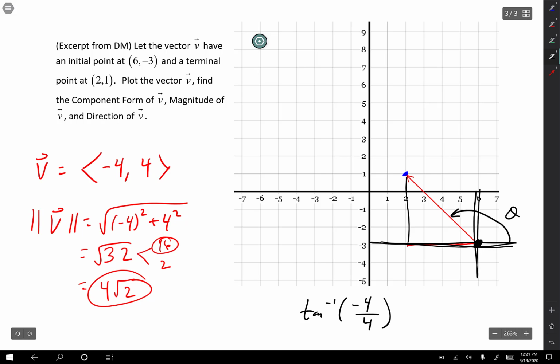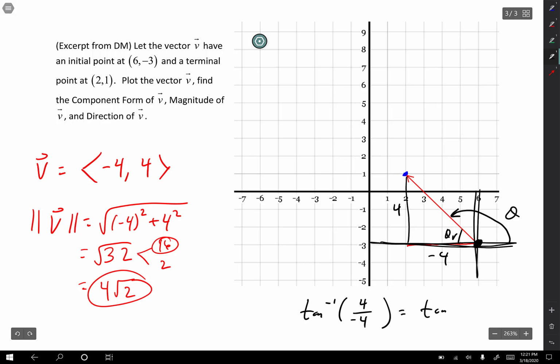Chavez, what are you doing? I'm just doing this. Here's my reference angle. I went 4 up, and I went 4 to the left. See? So I guess technically it should be opposite over adjacent, so 4 over negative 4. I still get negative 1.